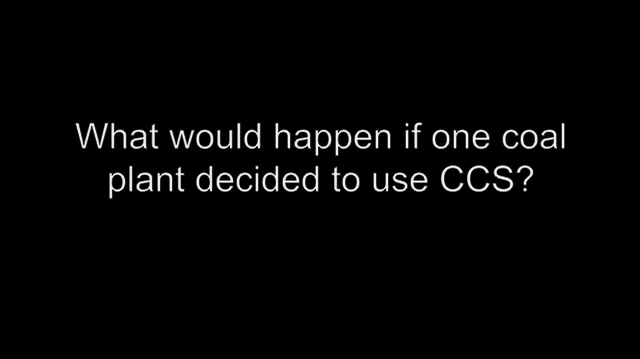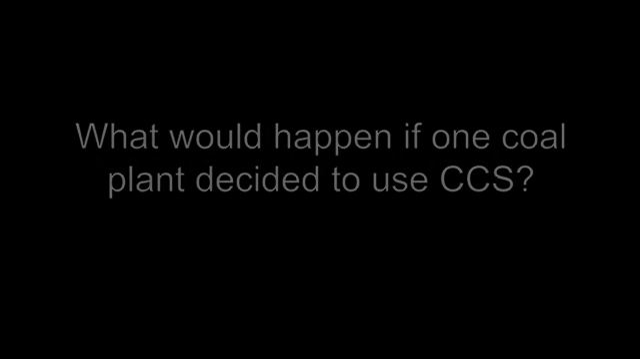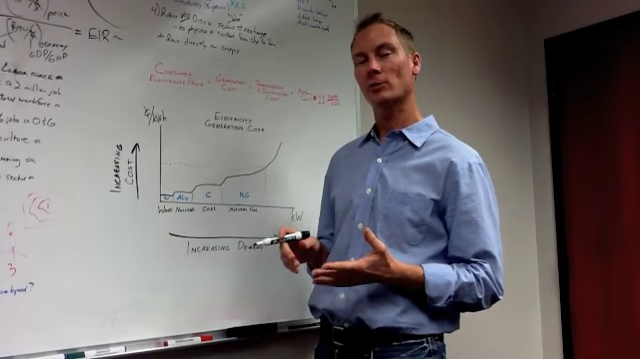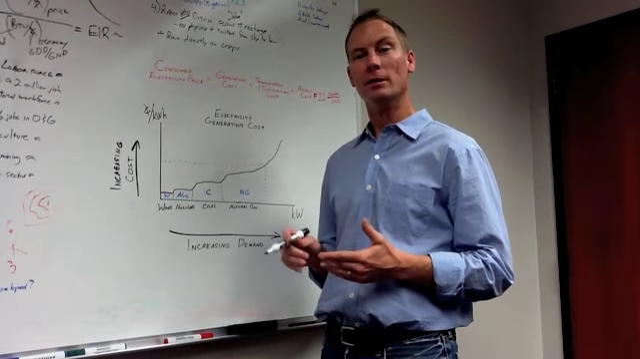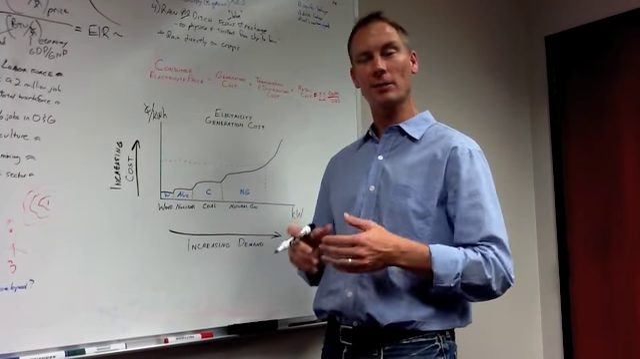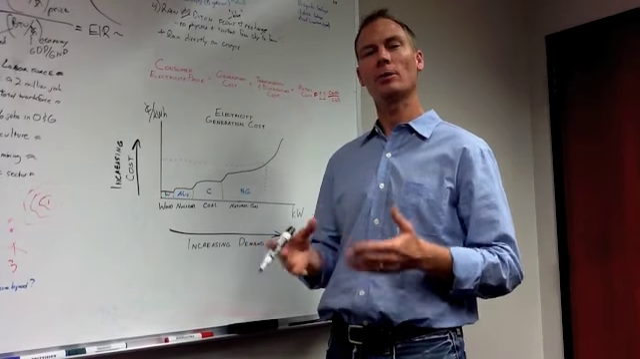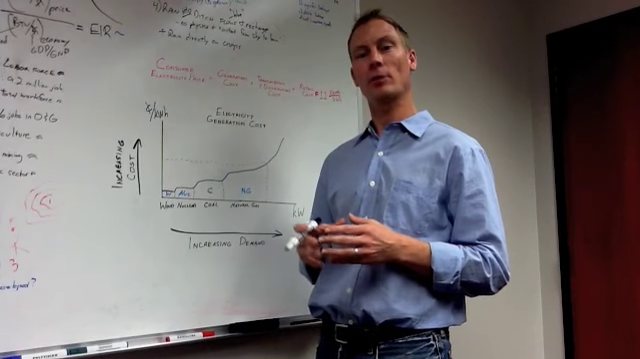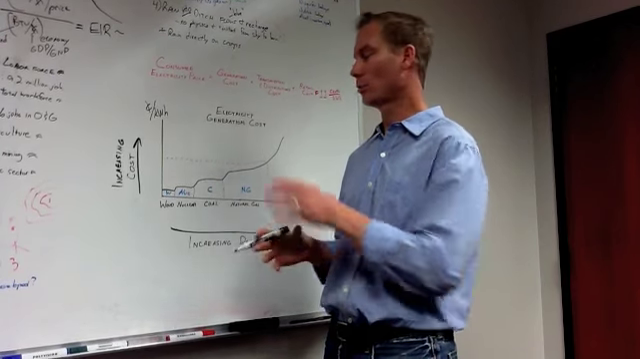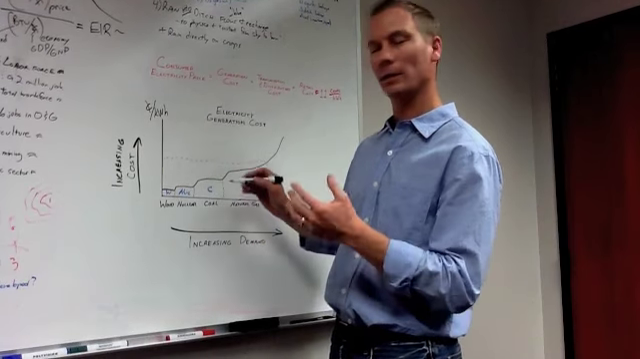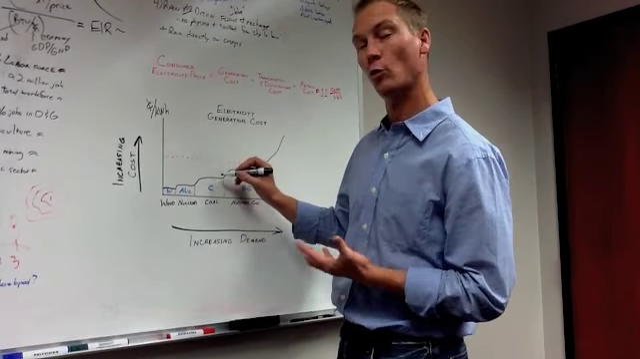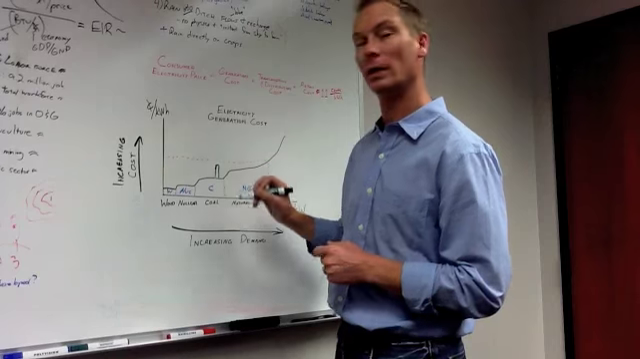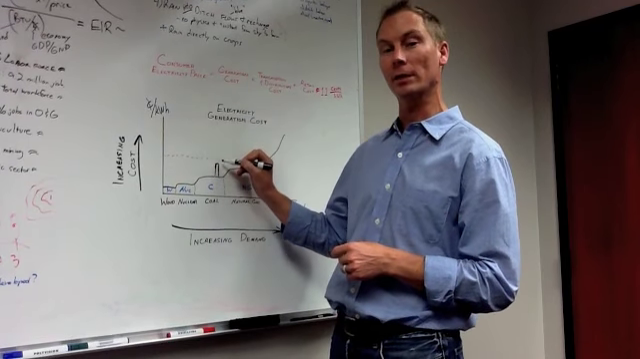What would happen if one coal plant decided to use CCS? Well, if one coal plant decided to invest in carbon capture technology, his operating costs would go up because he has to operate more equipment and because the carbon capture technology takes away some of the electricity that would otherwise be delivered to the grid. So on this graph, what that looks like is we can imagine a particular coal plant deciding to engage in carbon capture, and his operating costs would now increase.